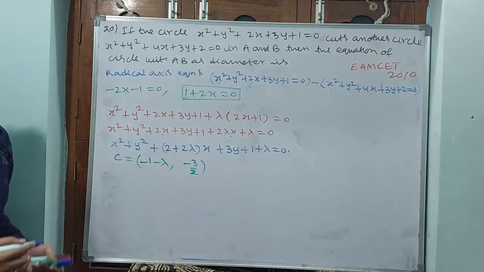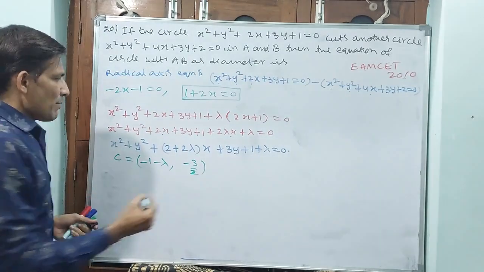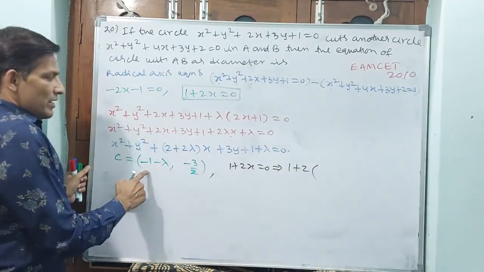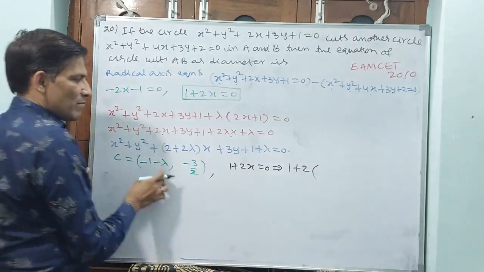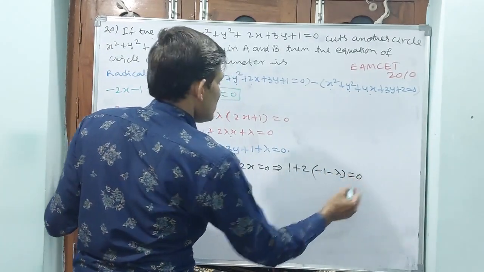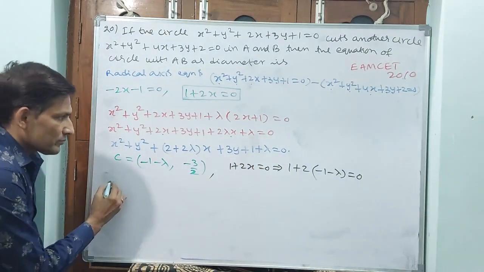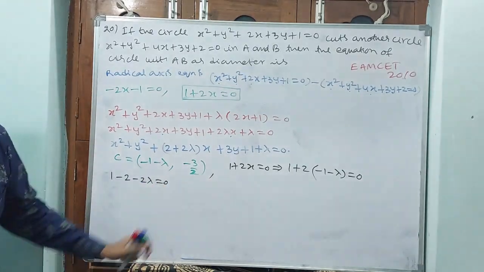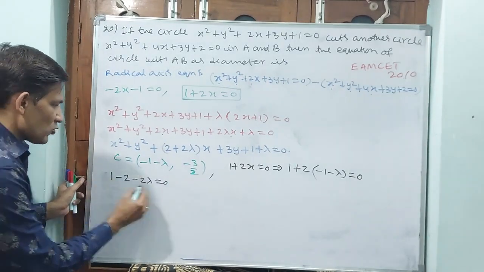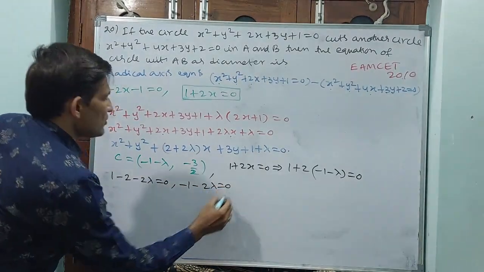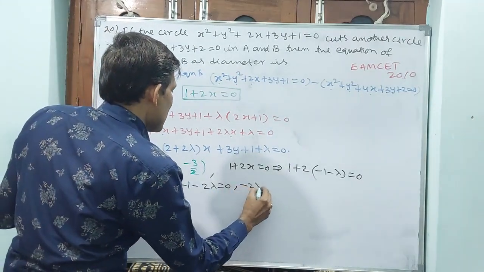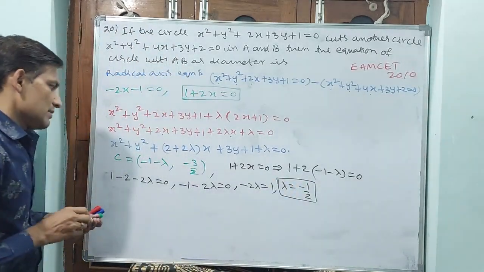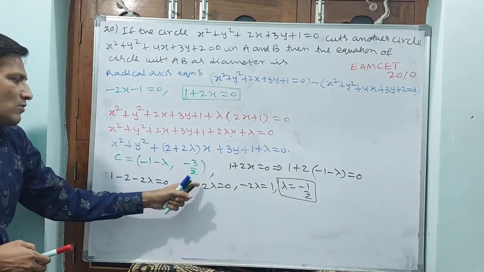Then this center you substitute in the radical axis equation, and you will get the lambda value. 1 plus 2x equal to 0 implies 1 plus 2 into the x value, because y is not there, only the x coordinate: minus 1 minus lambda equal to 0. So 1 minus 2 minus 2 lambda equal to 0. 1 minus 2 means minus 1, so minus 1 minus 2 lambda equal to 0, minus 2 lambda equal to 1, lambda equal to minus 1 by 2.